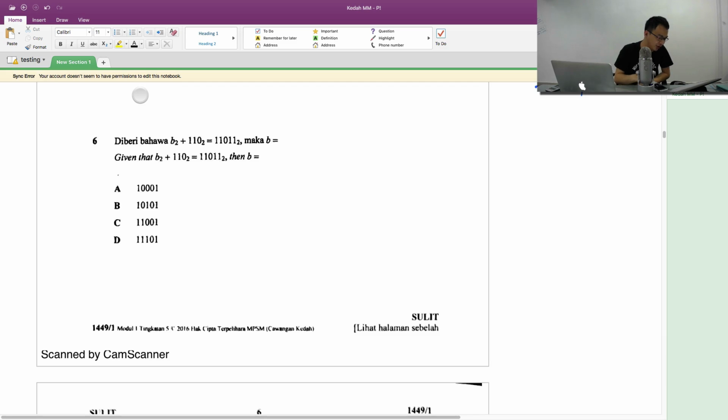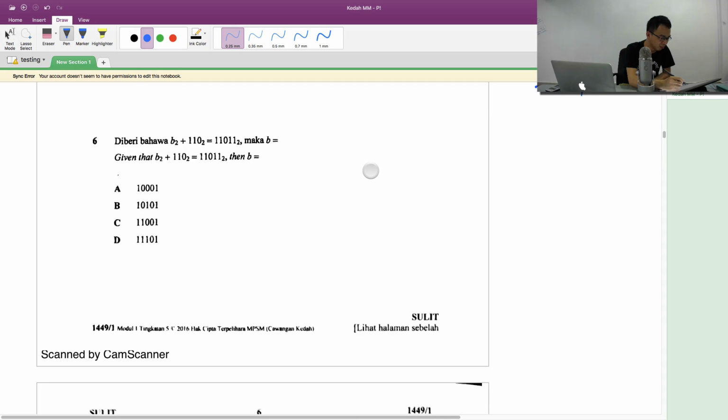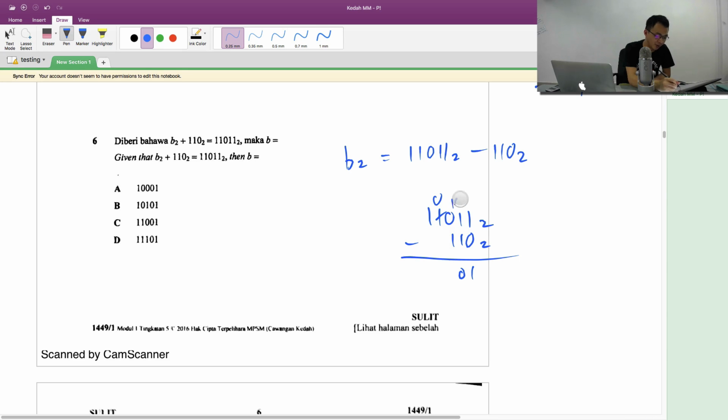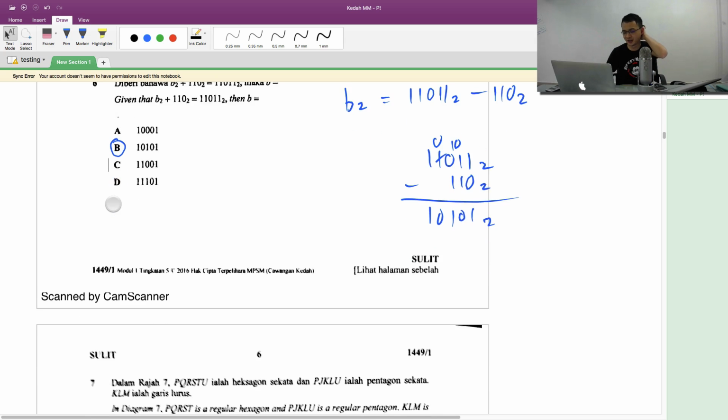In order to solve this one manually, we can say B2 equals 11011 base 2 minus 110 base 2. I can do this manually, or you can use the calculator, just change your calculator to the base number. 1 minus 0 is 1. 1 minus 1 is 0. 0 cannot minus 1, so I will borrow. Here becomes 0, here becomes 10. 10 minus 1 is 1. Here is 0, here is 1. So the answer is 10101 base 2. So the answer will be B. Alright, it's very easy, this one.